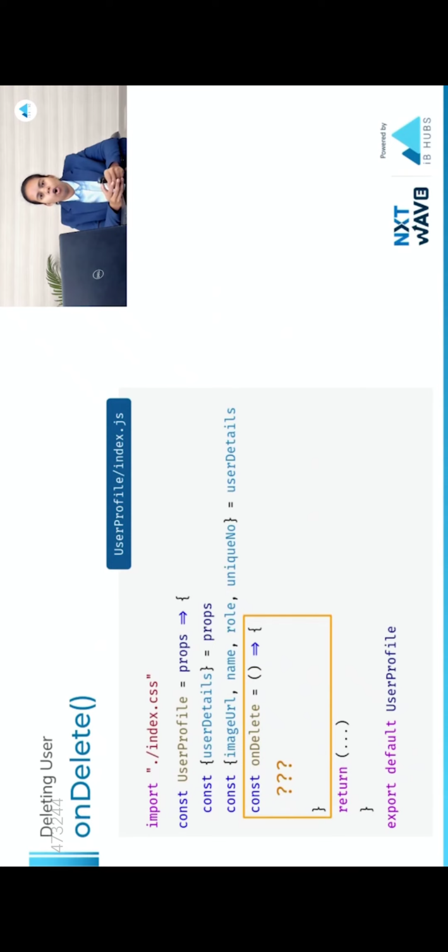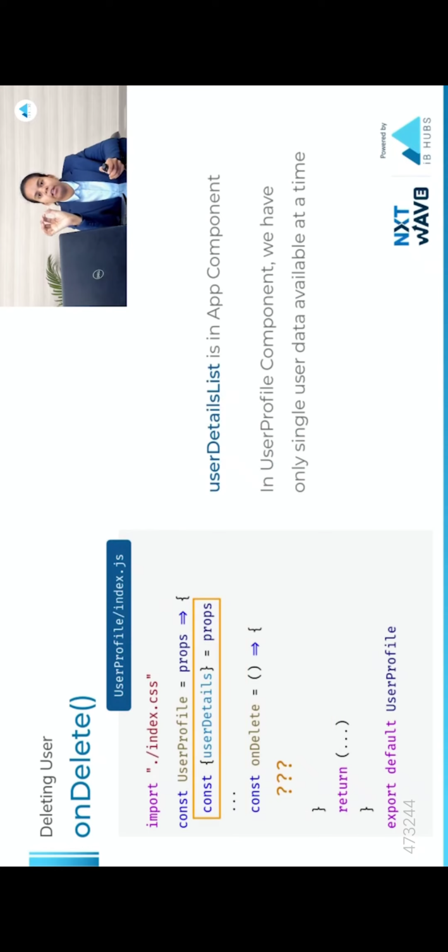So here in the on delete, in the arrow function, what do we have to do? Let's understand that first. Okay, so here whenever the delete icon is clicked, we have to appropriately update the user list, right? So the user details list should be updated. Whereas when it comes to the user profile, we only have access to the user details of a particular user. Okay, we don't have the entire user details list available here in the user profile component, right? We only have the details specific to a single user.